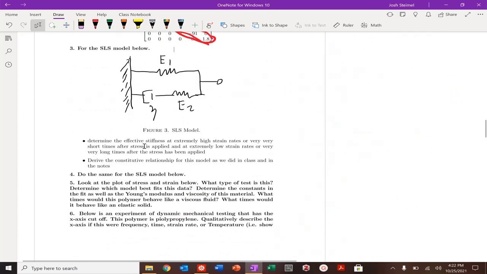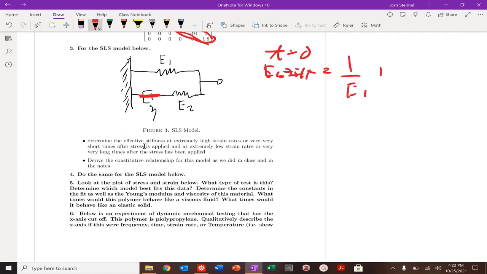Now to number 3. So let's look at this standard linear solid model. We said that at extremely high strain rates, i.e. time t equals 0, we could replace this dashpot with just a straight line. So if that's the case, I have these two, and my effective stiffness, E stiff, of the whole system would just be these two springs in parallel, so E1 plus E2. At time equals infinity, it's no longer a straight line, but basically unconnected. So now when I'm pulling, this one has no contribution, and my stiffness would just be equal to E1.